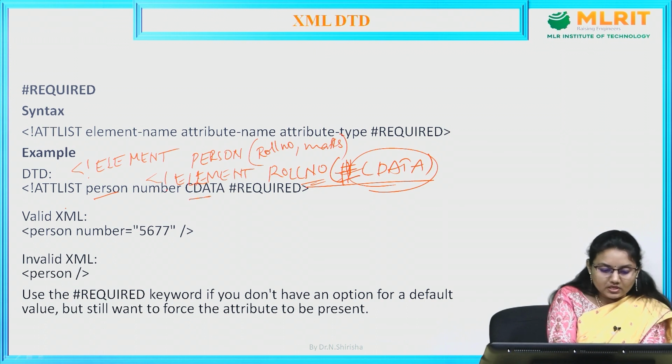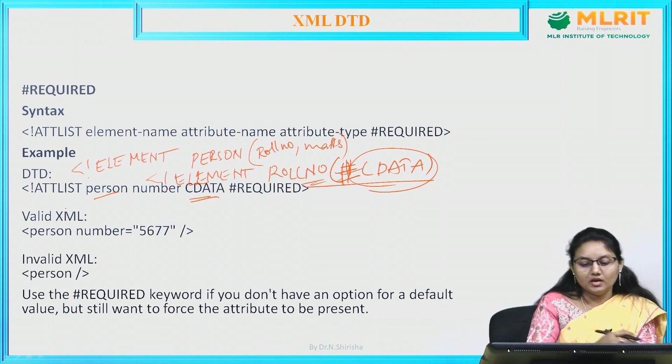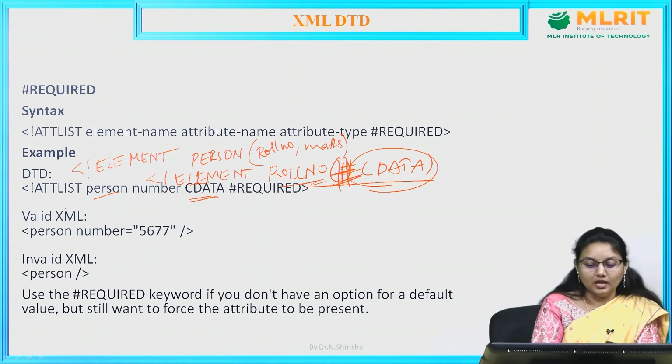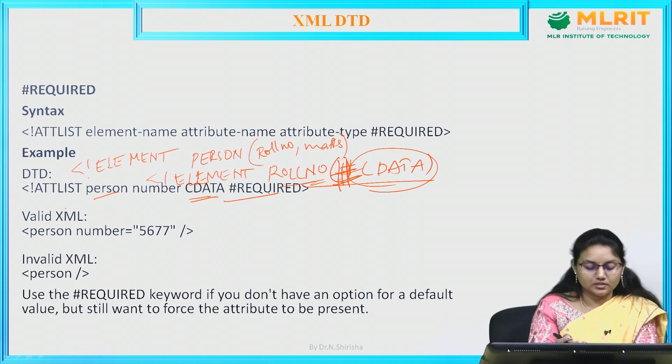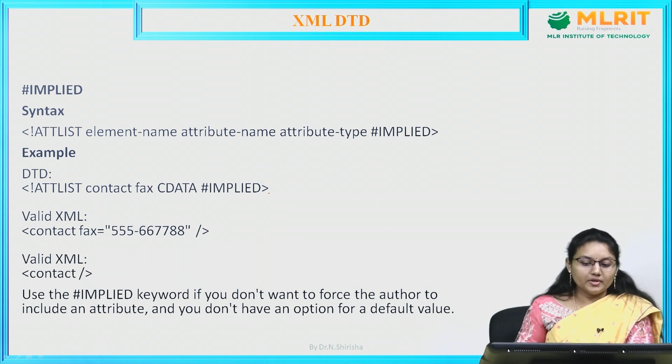But if you see here for attribute, we are not going to give hash for C data or PC data. But if it is an element, you have to mention it with hash. But here default values should be mentioned with a hash. That is a small difference. Okay. Implied. Implied is optional.